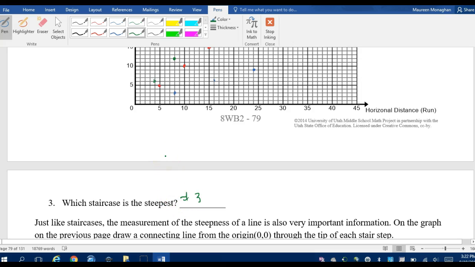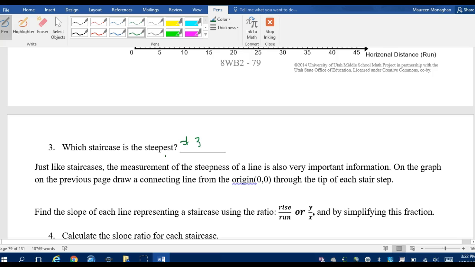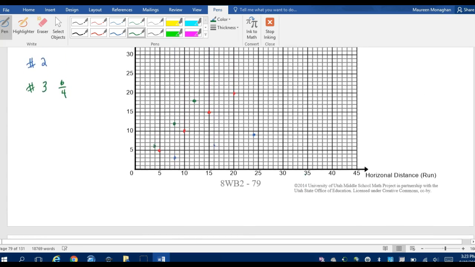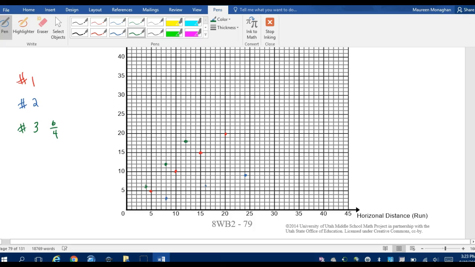Just like staircases, the measurement of the steepness of a line is also very important information. On the graph on the previous page, draw a connecting line from the origin through the tip of each stair. Okay, so let's go back, and we'll start with the green because I have the green up. So we're starting at 0, 0, and we're going to go all the way up through. I'm going to try to hit these. Okay, that's that one. Then blue would be next.